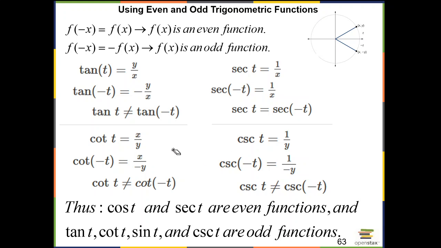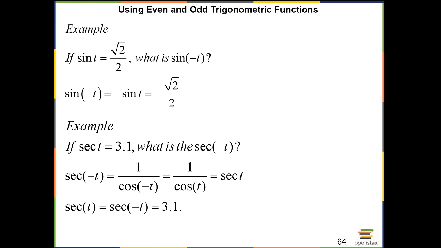So it looks like they're all odd except for cosine and secant. Those two are not odd, they're even. So cosine and its reciprocal are even, and the rest of them are odd. So if sine is the square root of 2 over 2, what is sine of negative t? Well, we know sine of negative t is negative sine t, so it's negative square root of 2 over 2.